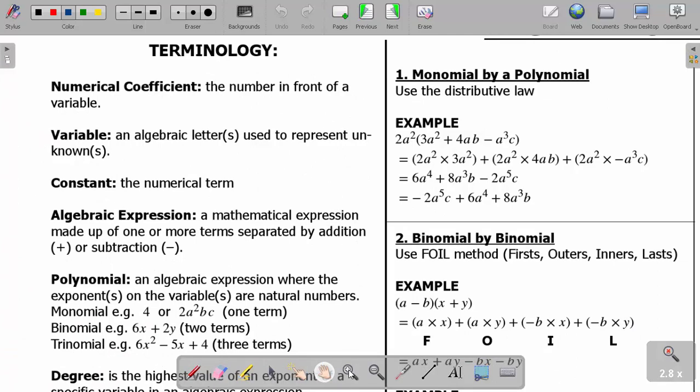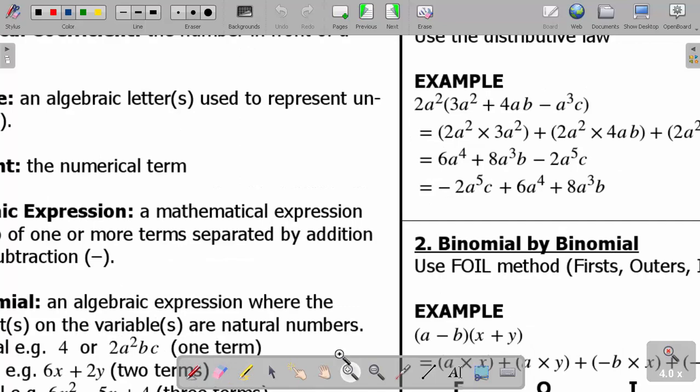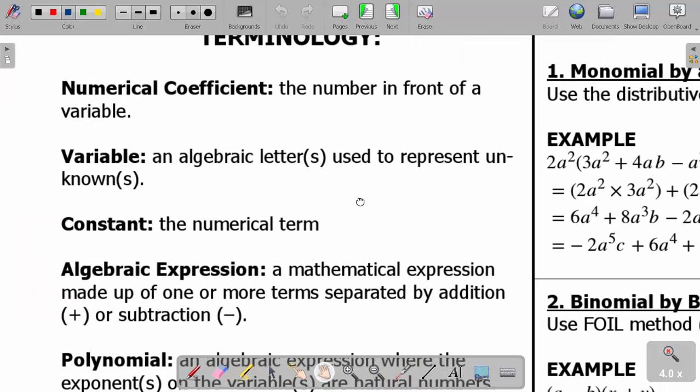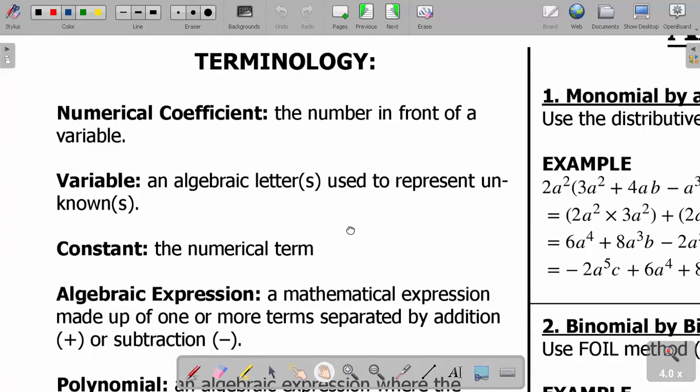Okay, let us start like this. Now, because this is very important, we need to understand from the basics. Okay, so anybody, let's go.